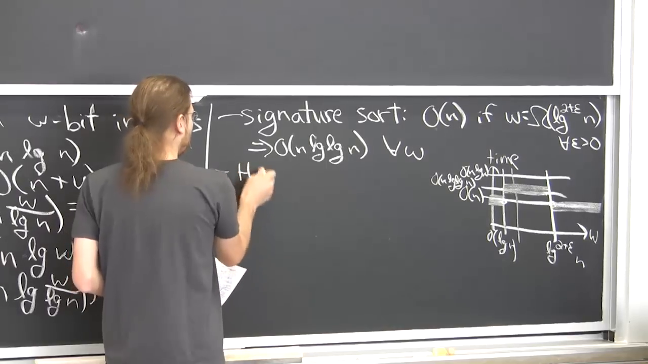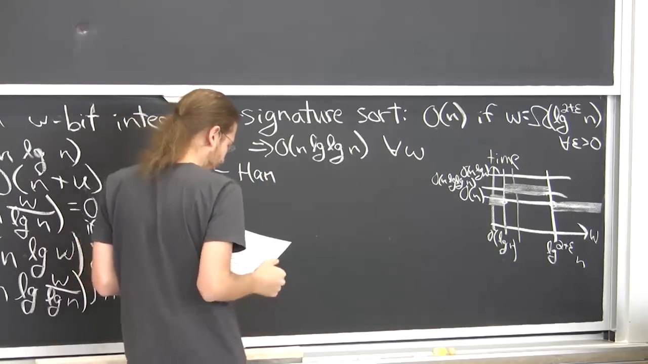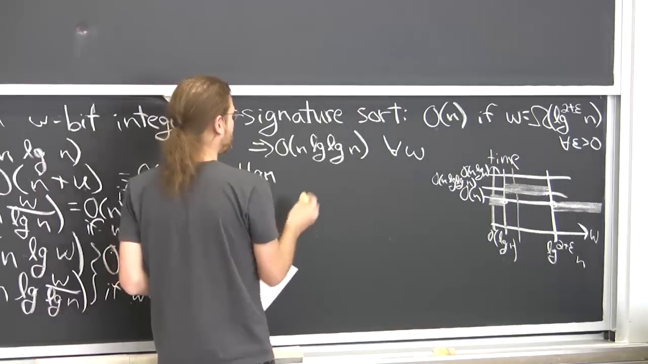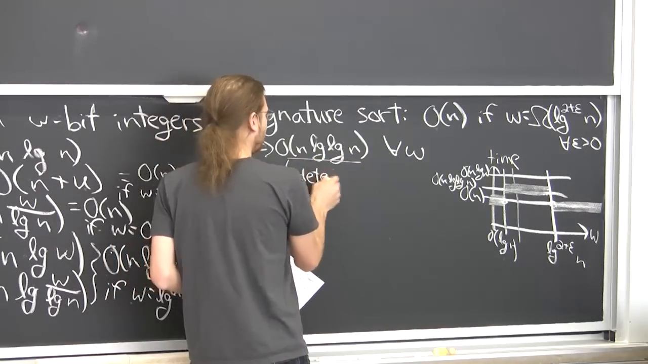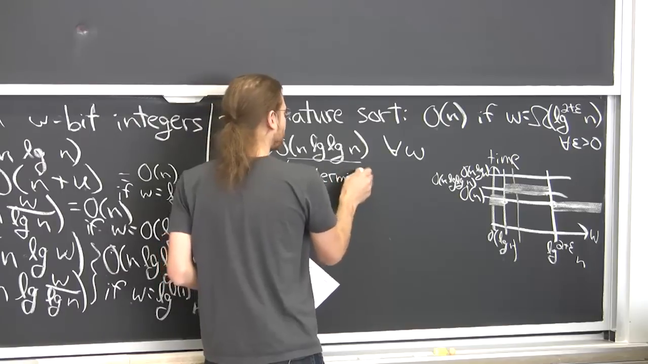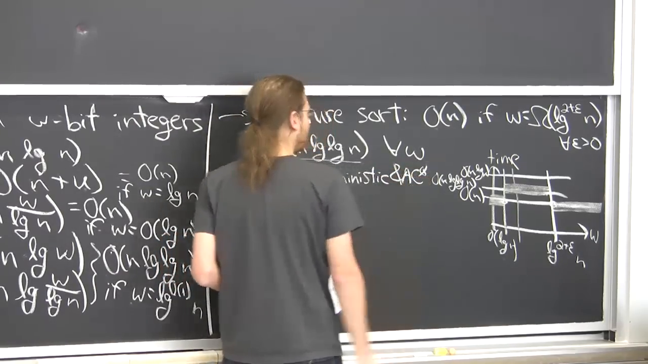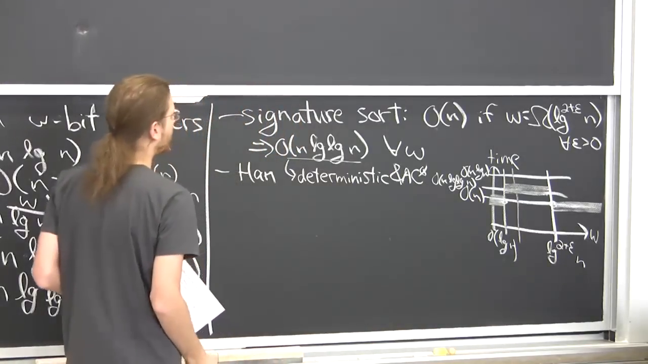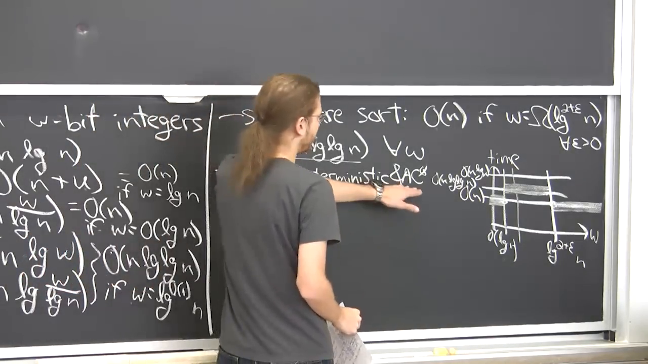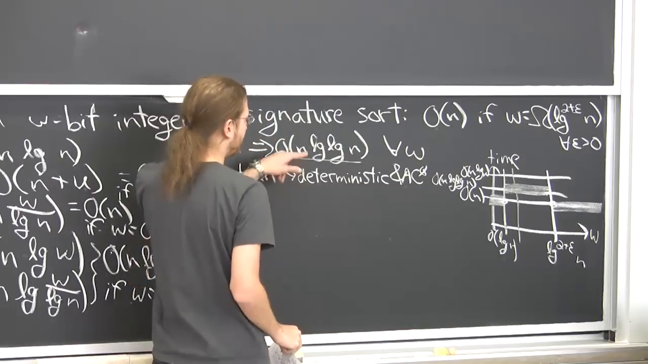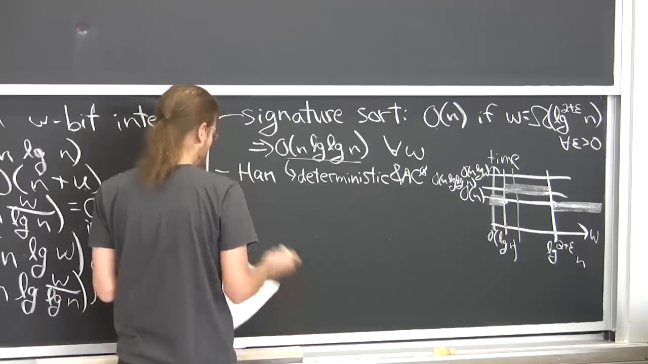Let's see. The first result in this direction is by Han in 2001, and it achieved this bound deterministically and in the AC0 RAM, so without using multiplication, which I guess Van Emde Boas doesn't either, unless I'm missing something. But it got rid of the randomization, which is necessary to get linear space in Van Emde Boas.